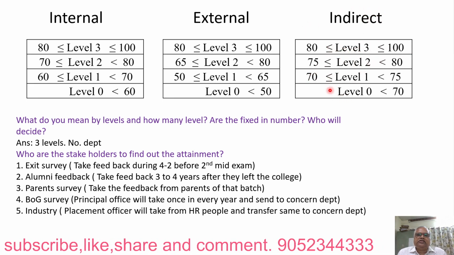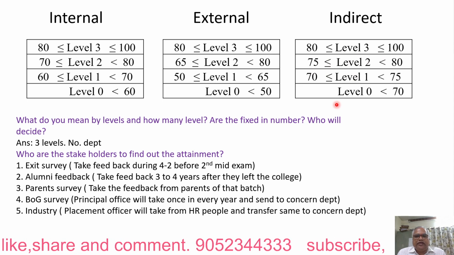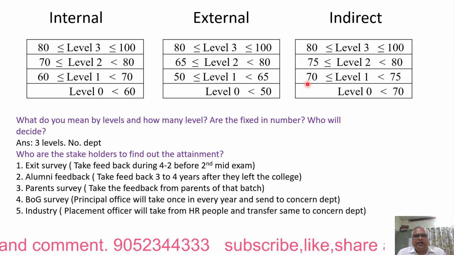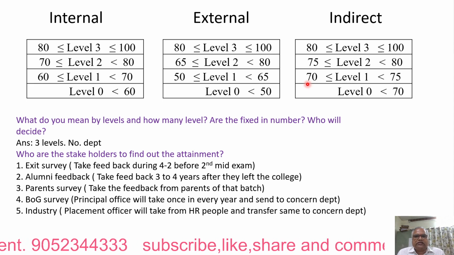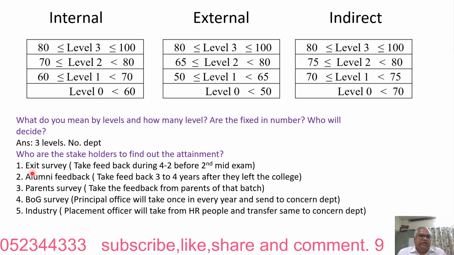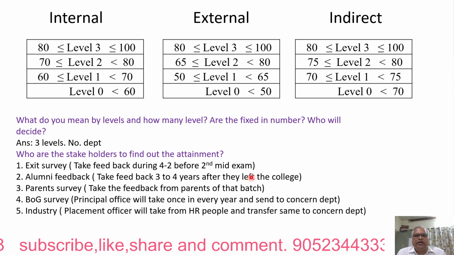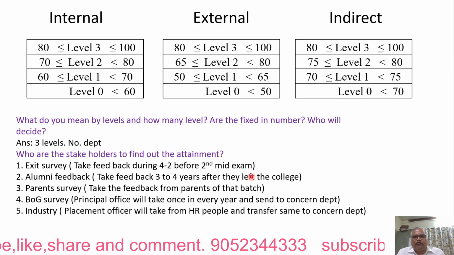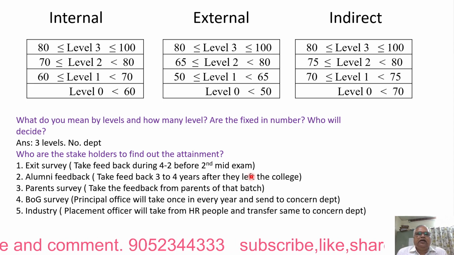According to these ranges, levels will be decided, and PO attainment is based on direct and indirect. So this is indirect. Direct is based on internal and external exam. So internal exam marks are involved, external is involved, and exit survey, alumni, all these 5 stakeholders are also involved in finding PO attainment. With the help of PO attainment, we go for PEO, then mission and vision. This is the entire process of attainment.